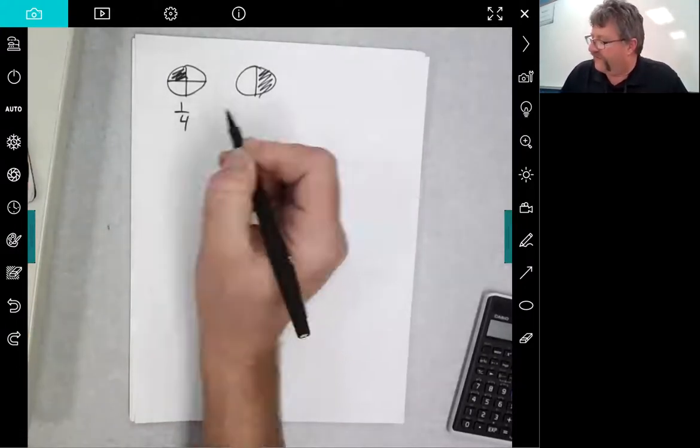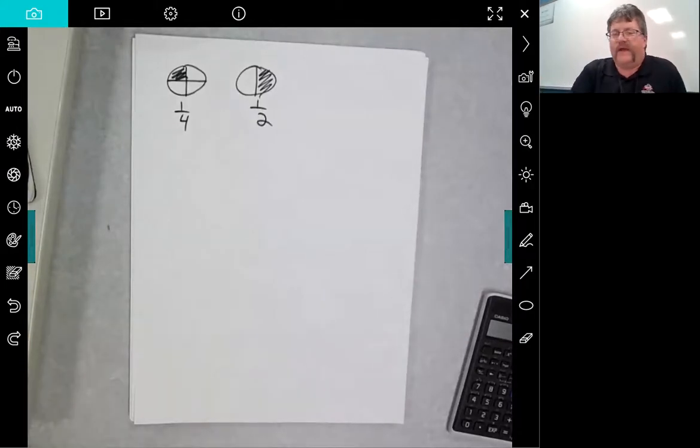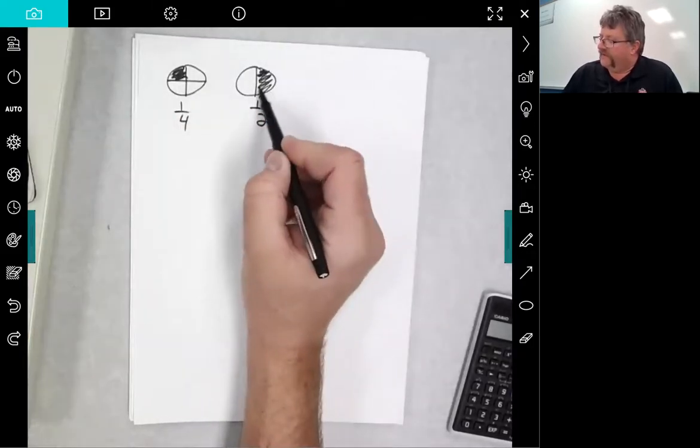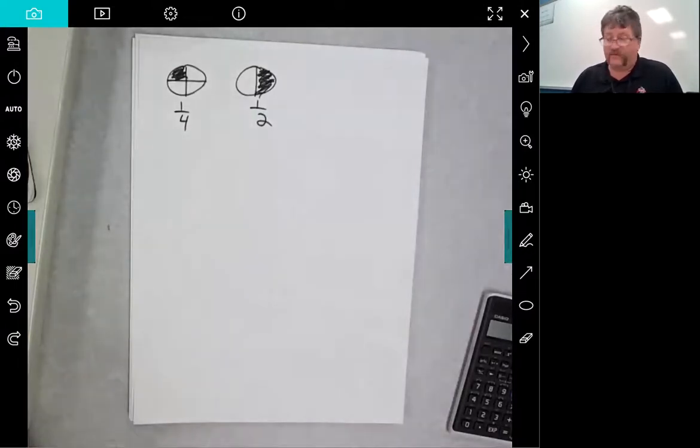This is 1/4, and this is 1/2. I can't directly add them together. It doesn't make sense, because if you look at the size of my pieces, this is a little piece, and this is a big piece, right? If we were splitting this thing up and we only had two pieces, which one do you want, the little piece or the big piece, right? Doesn't make sense to try to add them together.